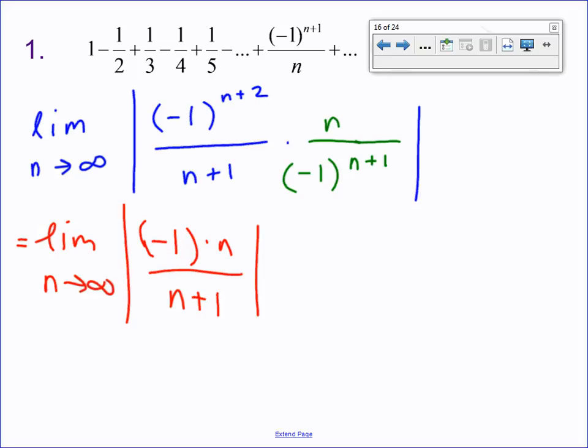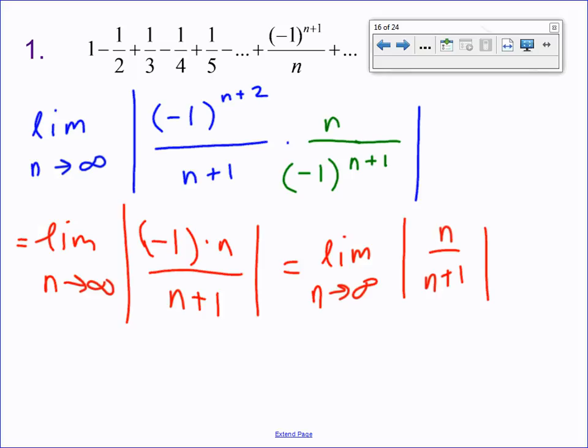What's the absolute value of -1? 1. So we don't need this inside. We get the limit as n goes to infinity of n over n plus 1. All right. So we've generated an expression where we just have n's in it now, and we're trying to evaluate the limit as n goes to infinity.